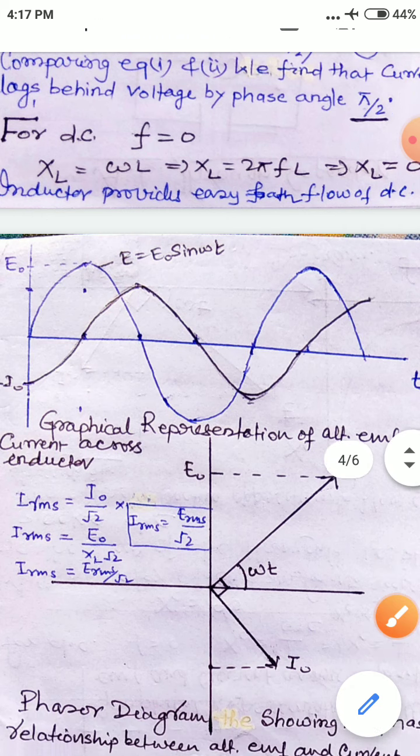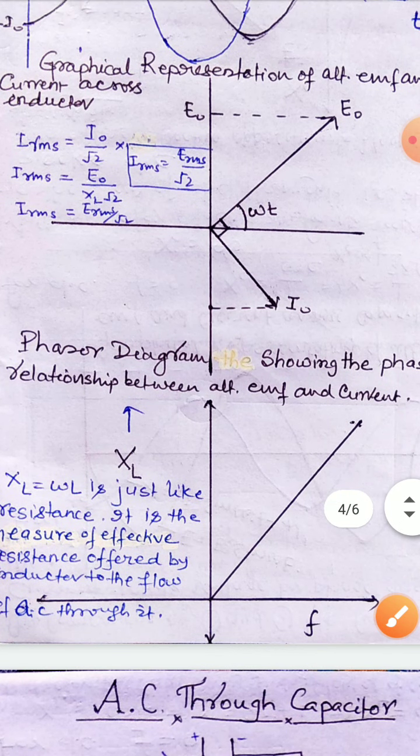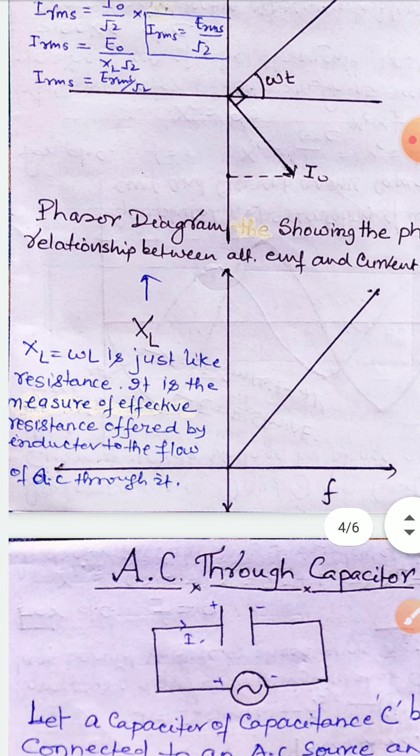So if we draw the graph of XL and frequency, it will be a straight line passing through origin. XL is equal to omega L, just like resistance, and it is the measure of effective resistance, or you may say effective opposition, offered by the inductor to the flow of AC through it. And this resistance is offered by the inductor because of the phase difference between the voltage and current. So it is something different from the resistance, though the nature is same.